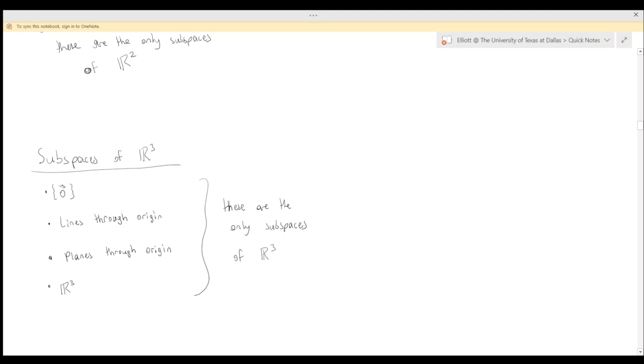So you can sort of generalize that to any Rn. R4 would not be a subspace of R3, that's correct, because R4 is not even a subset of R3 to begin with. So you have to have a subset first within the vector space to be a subspace of that vector space. Okay.